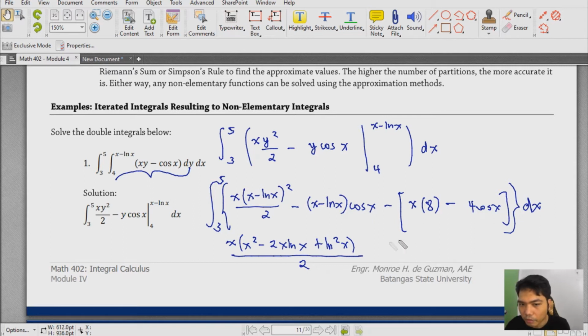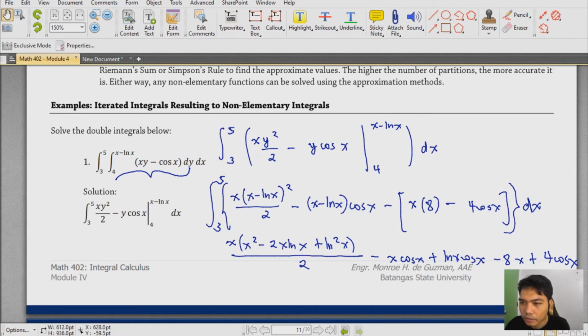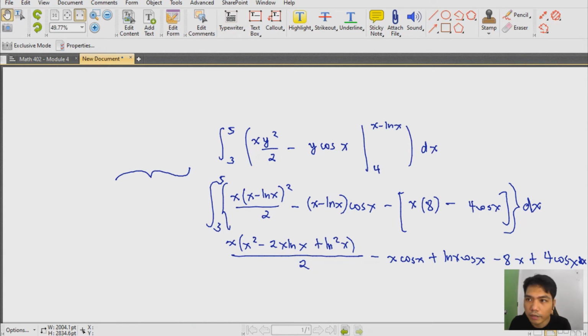Okay, and expand ko siya. And then, we have minus x cosine of x plus ln x cosine of x. And then, we have minus 8x plus 4 cosine of x dx. Okay? Ay, hindi na pala kasya. So, I think I'll be moving dun sa other sheet. Okay, para mas kita natin. And then, I'll be rewriting this para kita nyo.